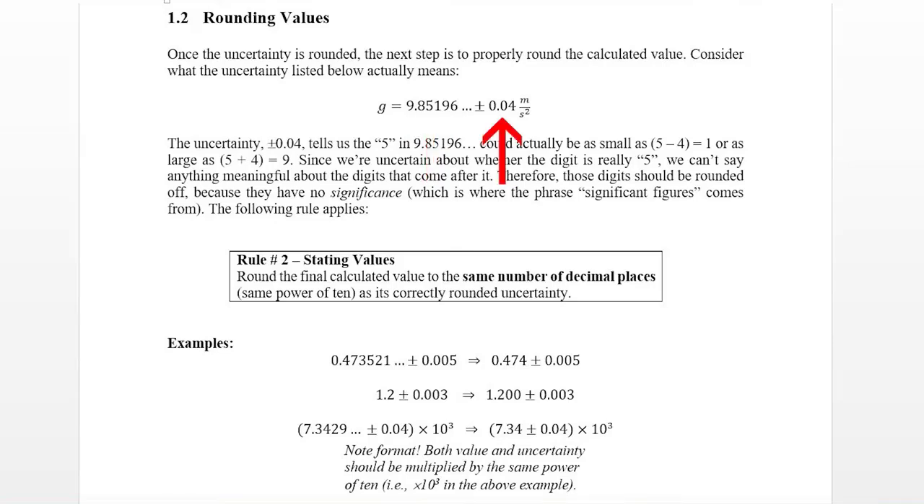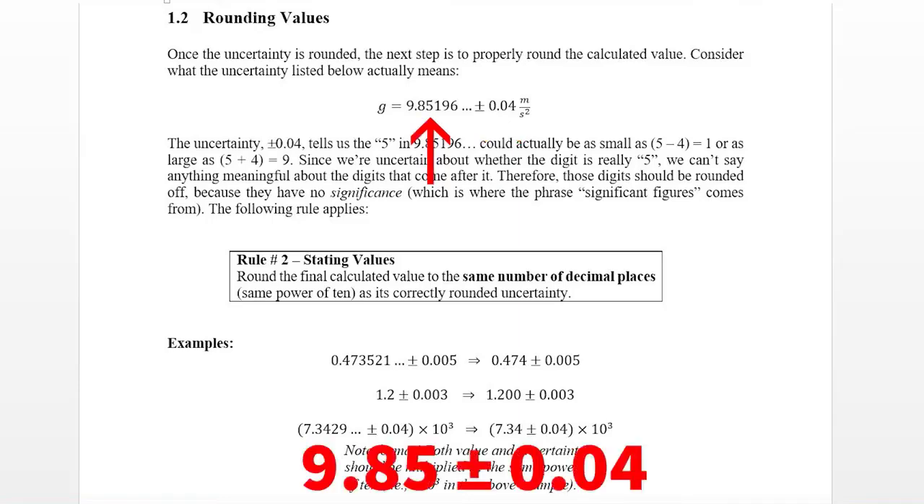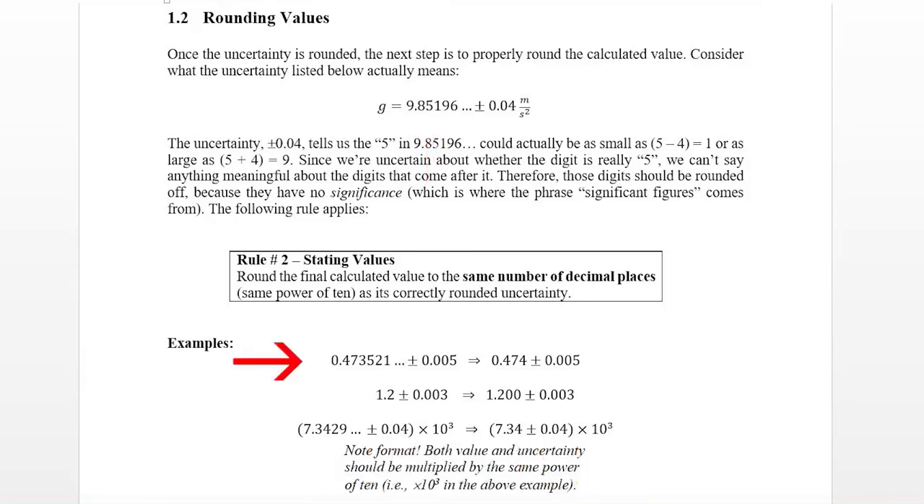So you round off the uncertainty first, and then you round off the value to have the same number of decimal places as the uncertainty does. So looking at the examples down below, in the first one, the uncertainty has 3 decimal places, 0.005. That means we round off the final answer to have 3 decimal places as well. So it becomes 0.474, and again, 5 or higher rounds up, 4 or less rounds down. In the second case, the uncertainty has 3 decimal places, 0.003. That means we have to pad the end of the value with zeros to make it 1.200, so that it also has 3 decimal places.